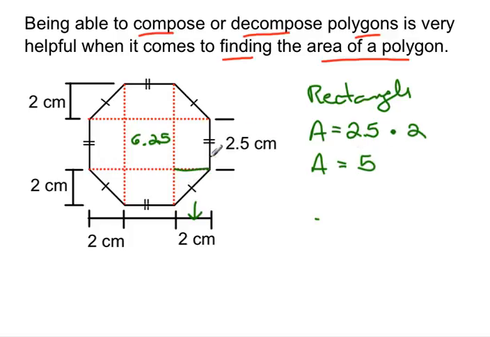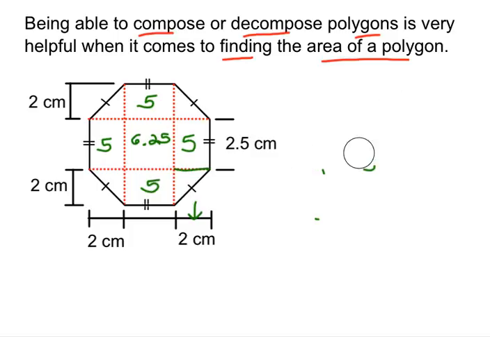Okay, now here's the thing. This rectangle right here will have an area of 5 square centimeters, but I have 4 of those rectangles. So I'm going to have to do some math with those numbers before I get a total area for my octagon. Okay? So now I'm going to get rid of my octagon data because I don't have a whole lot of room on this page. And now I want to find the area of one of the triangles, okay?